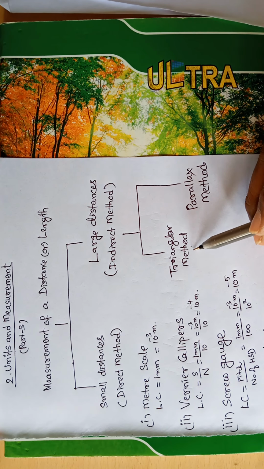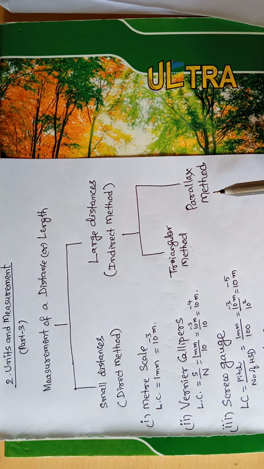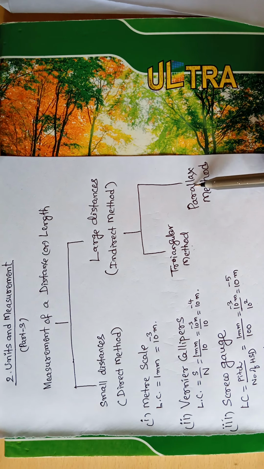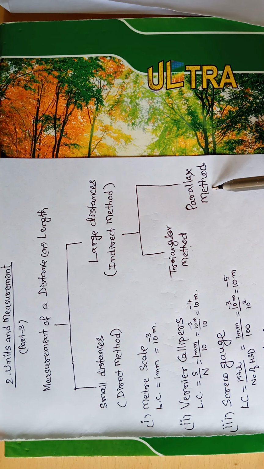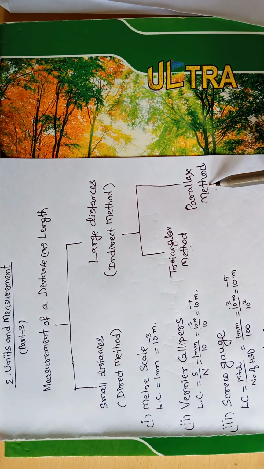Okay, now the triangular method is over. There is another method to find large distances. That is called parallax method. This parallax method is very useful in finding very large distances. Suppose you are on earth, you can find the distance of moon from you. So in this way, now we are going to learn parallax method.